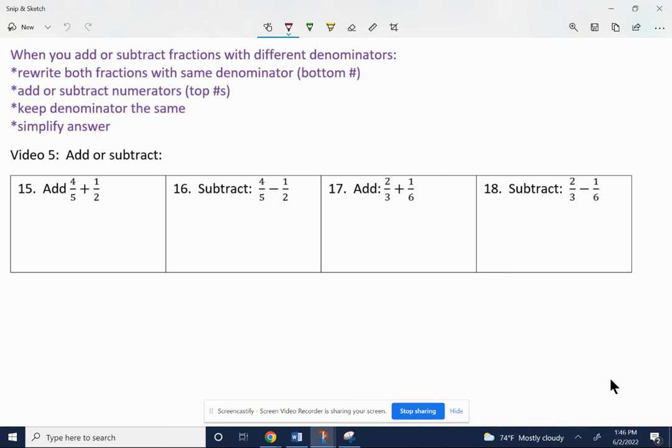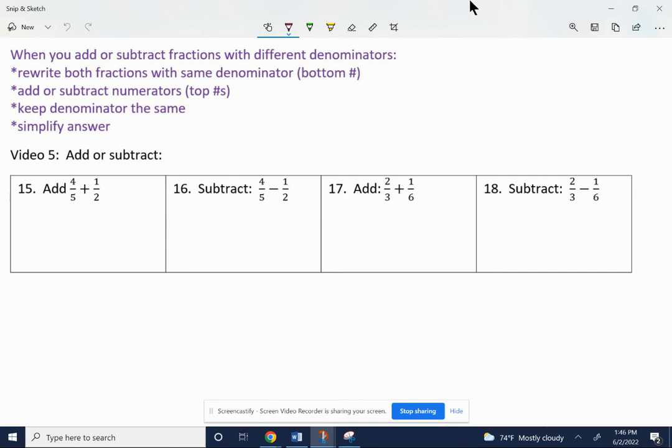Okay, the set of problems is adding and subtracting fractions with different denominators. When you add or subtract fractions with different denominators, you first want to rewrite them so they have the same denominator. Remember, the denominator is the bottom number. After you do that, you add or subtract the numerators, the top numbers, depending on whether it is an add problem or a subtract problem. You keep the denominator the same, and then you simplify the answer if you can.